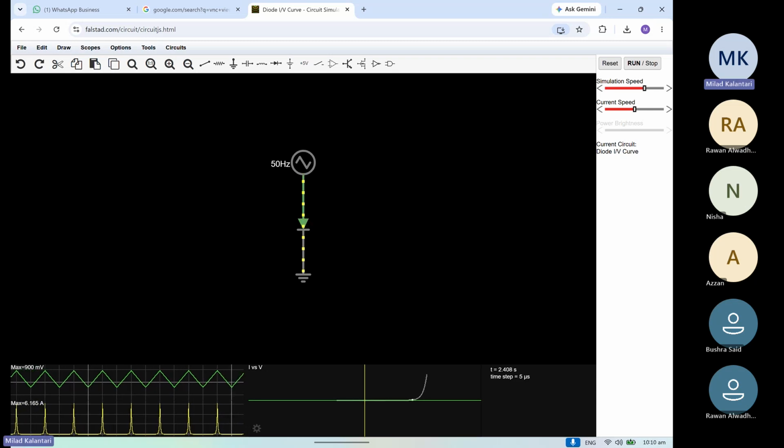The voltage is a triangular wave voltage, right? It starts from a negative voltage and goes up, then down, right? This is the 50 hertz triangular wave voltage source, connected to the diode. The other side of the diode is ground, so the loop is closed between the supply and the diode, right? And you are seeing that when the voltage of the supply reaches some level, the diode starts conducting, right?